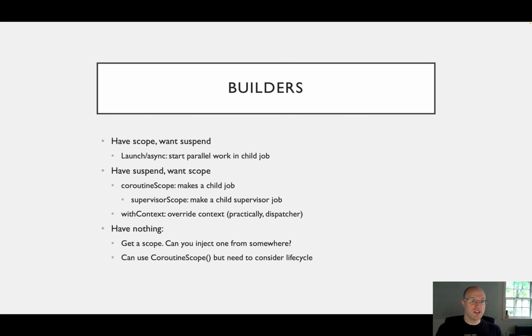And lastly, if you're in neither of those situations, so you're not in a suspend function, you don't have a scope, what do you do? You always have to get a scope. Step one, always get a scope. And again, going back to the previous slide, scope is important. Pick the right scope. Ideally, inject one that you already have. Make sure you have a good parent-child relationship.